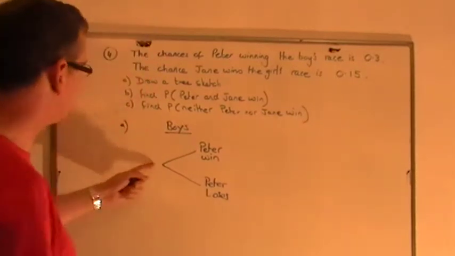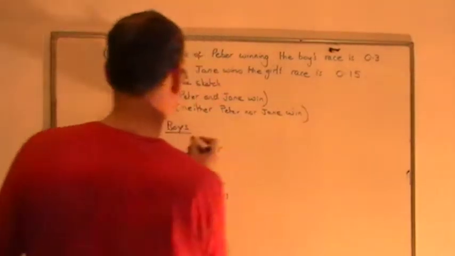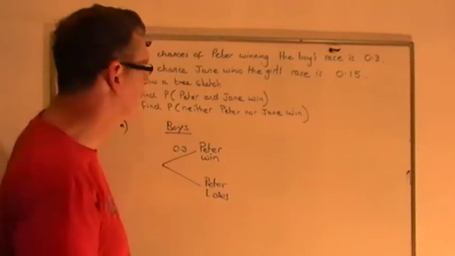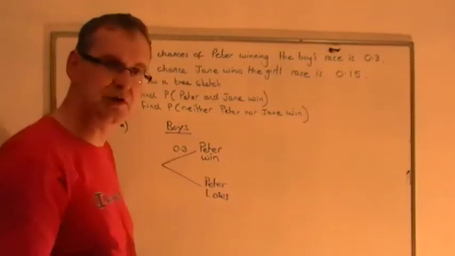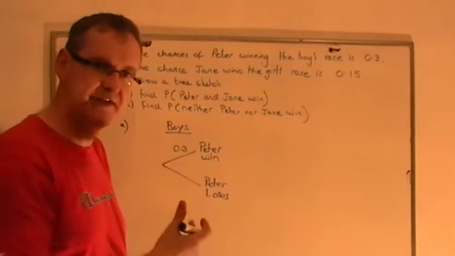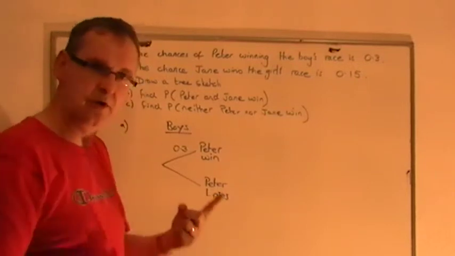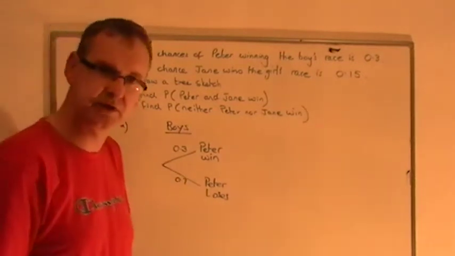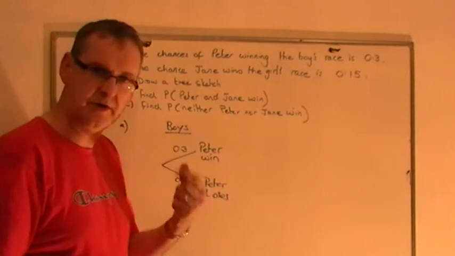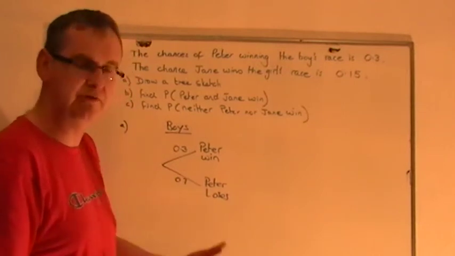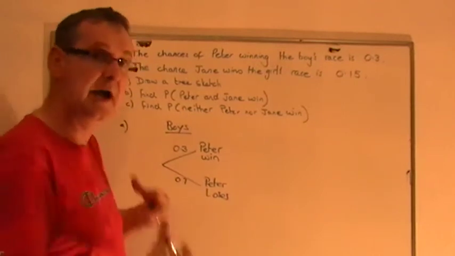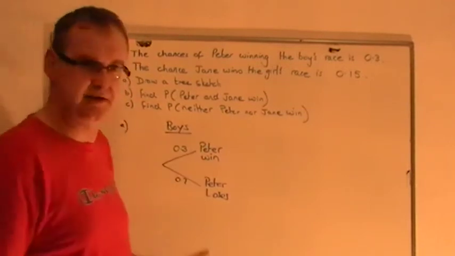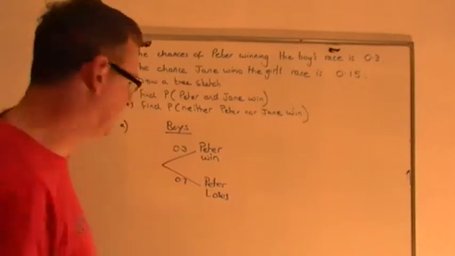What's the chances that Peter wins? 0.3. So you put 0.3 on that branch. What's the chances that Peter loses? Well, if you've got a 0.3 chance of winning, remember for decimals, the two branches must add up to one whole. The partner of 0.3 is 0.7. He must have a 0.7 chance of losing. 0.3 and 0.7 add up to 1. It's a certainty. He either wins or he loses. That's the only options. There are no other options.